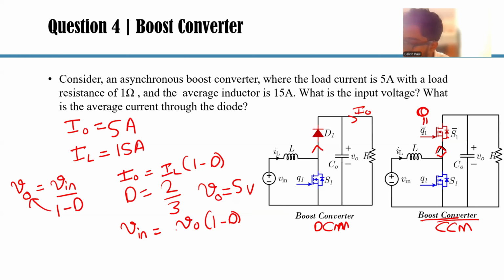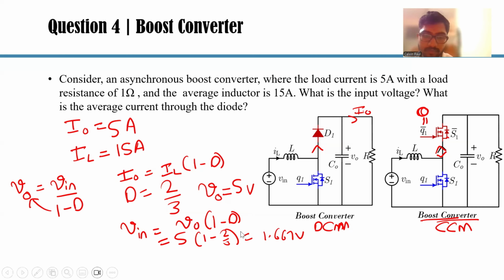Okay. So that is actually equal to 5 into 1 minus 2 by 3. 1 minus 2 by 3 is 1 by 3. 5 by 3 is how much? 1.667. Okay, 1.667 volt. Arindam Maulik already got the correct answer. It's very fast.